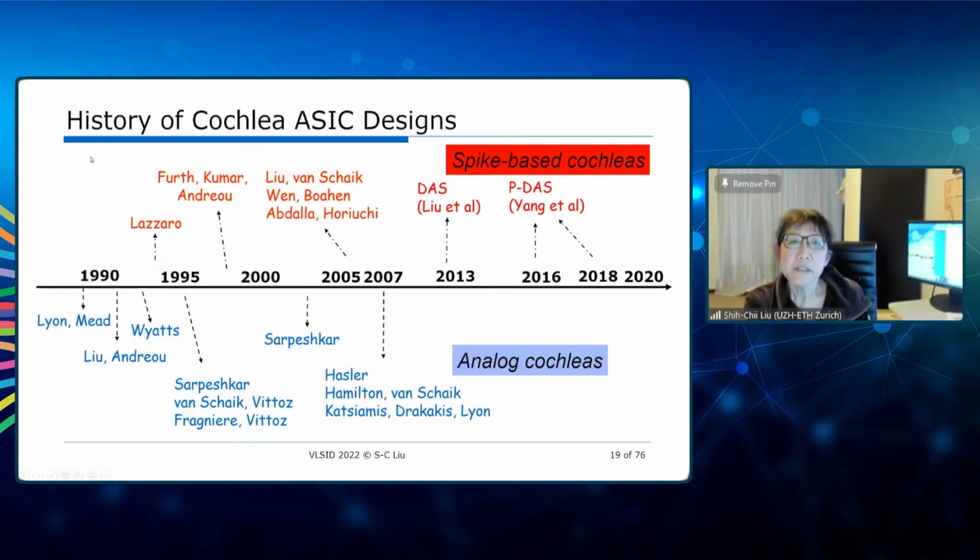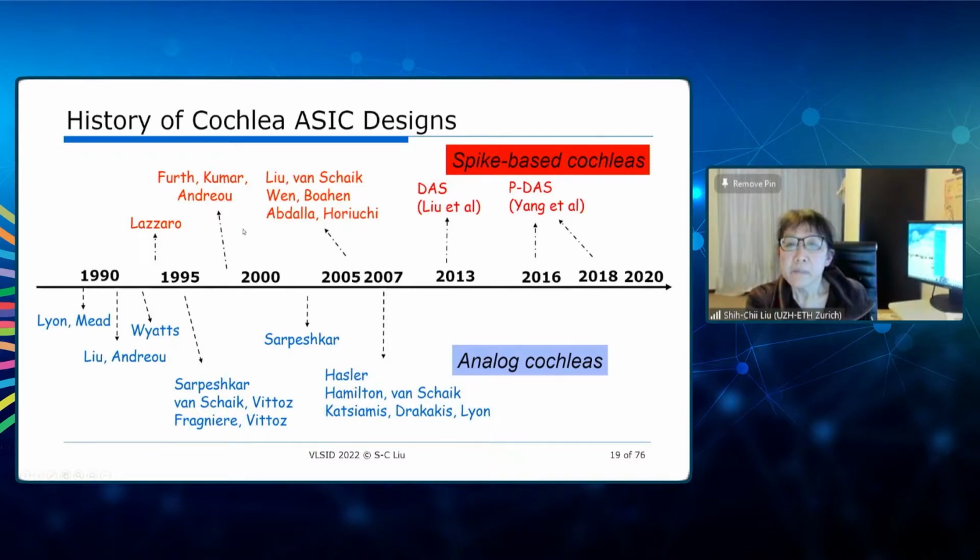And this is sort of a short history of cochlear ASIC designs. You can see the designs have already been proposed back in the late 1980s by Dick Lyon and Carver Mead. And so you get a lot of different types of designs that implement the different models of the inner hair cells and the outer hair cells.